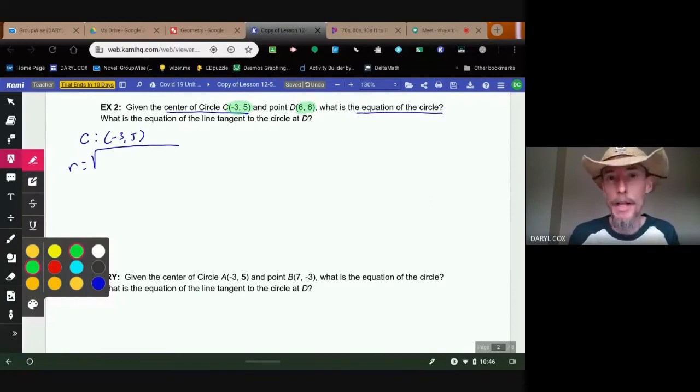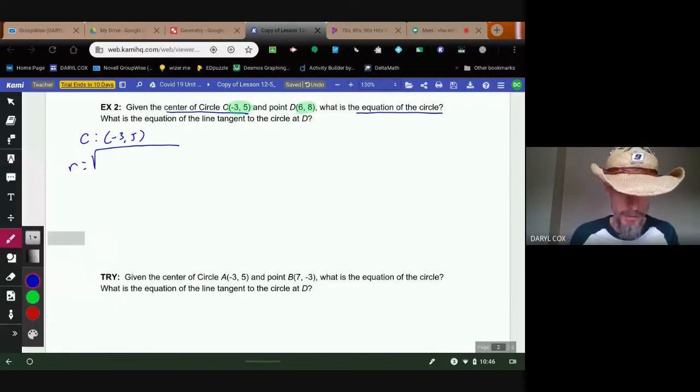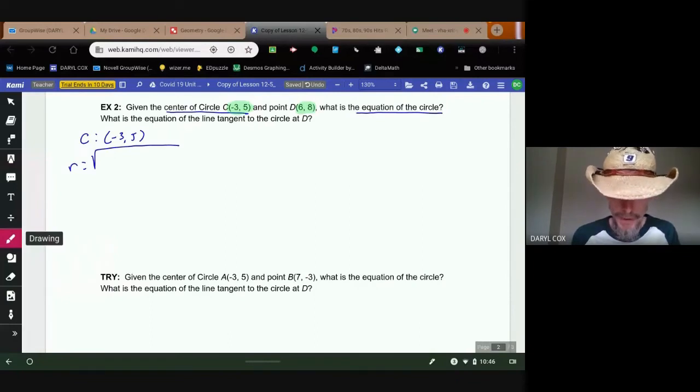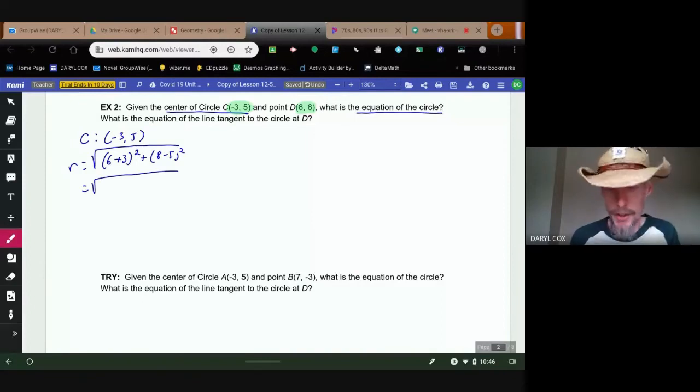That's going to find the length of the radius, which is really what we're talking about when we say what is the radius. So that's 6 minus negative 3 squared plus 8 minus 5 squared. So I'm just using my distance formula, except I labeled it R instead of D.